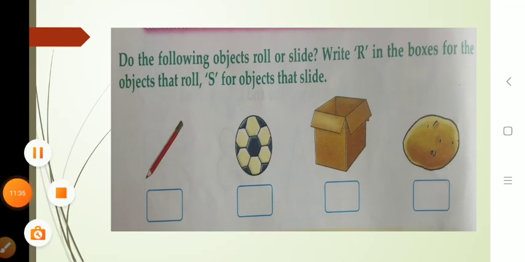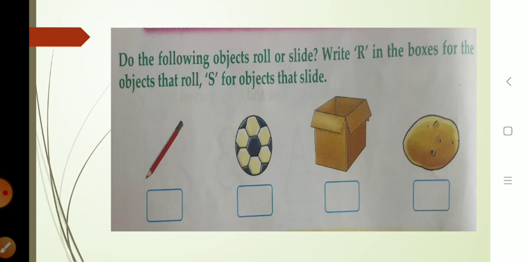Yes, so here you can see that an exercise is given. Do the following objects roll or slide? Write R in the boxes for the objects that roll, S for the objects that slide. Okay, now you have to find out whether these objects will roll or slide.